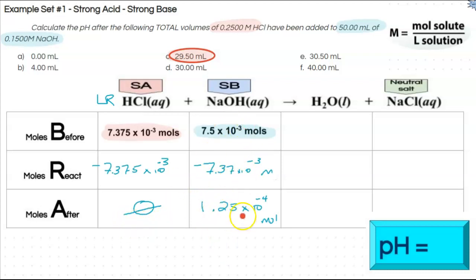The acid is gone, so the only thing left in solution is my sodium hydroxide. I just have used up almost all of it. Okay, but I still need to calculate my pH. So for the pH, I'm still going to need a concentration of sodium hydroxide to find the pH. Molarity is moles of my solute over liters of solution.